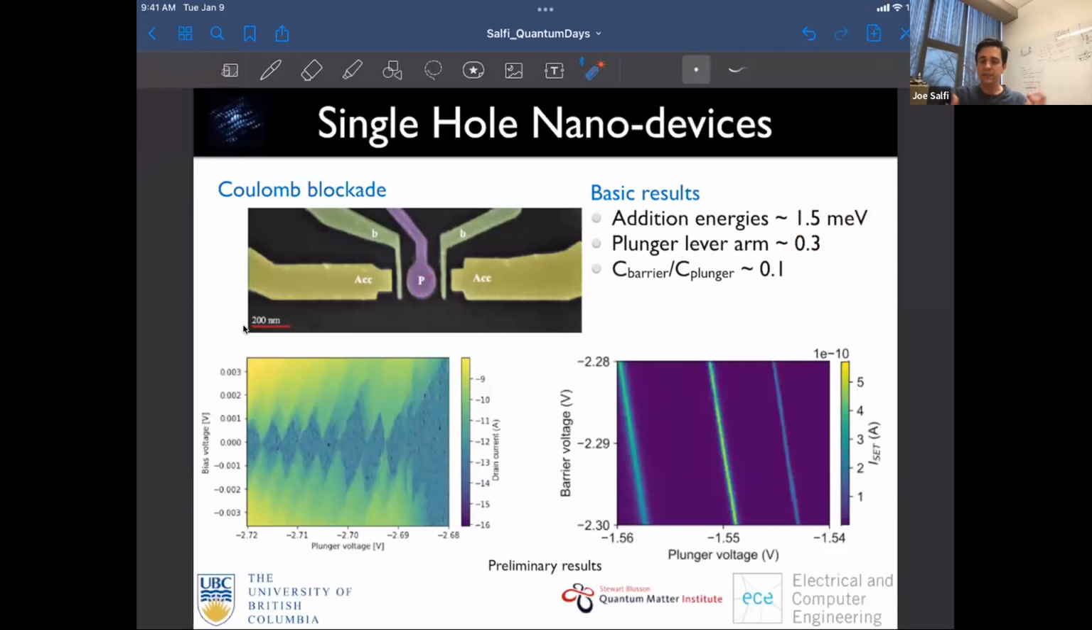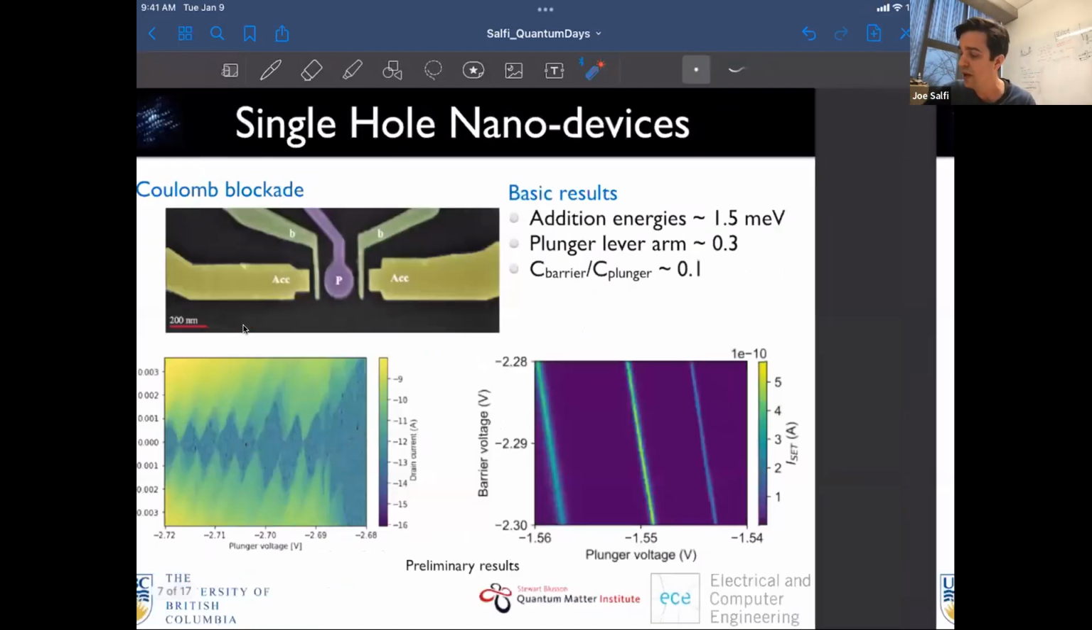Our plunger couples to the quantum dot most strongly, so we know that our hole is right underneath the plunger. And then we see, for example, that these barrier gates allow us to shift the energy of this peak here. There's actually a peak in the current there, and the voltage applied to the barrier allows us to shift that. We see that that shift is relatively small compared to the plunger, which again is just telling us the hole is where we want it to be. So this is a very simple device.